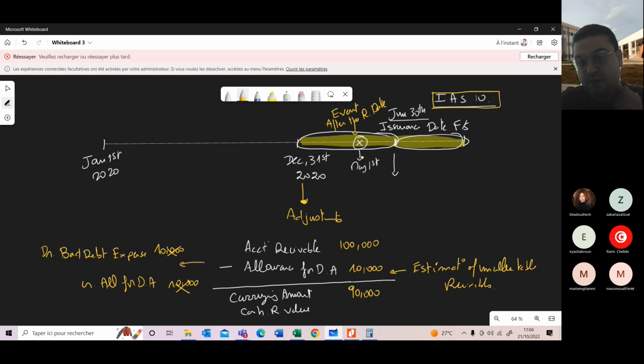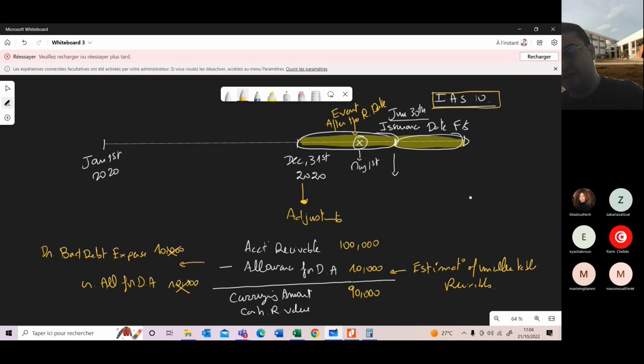Yes. But do we need to adjust the value of the inventory at December 31st? No. Why? Because that was the case at December 31st. So that was the inventory at December 31st. The event occurring after the reporting date is a non-adjusting event, because you don't need to say that the inventory should be written off.